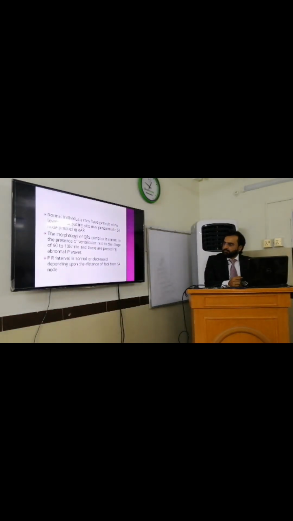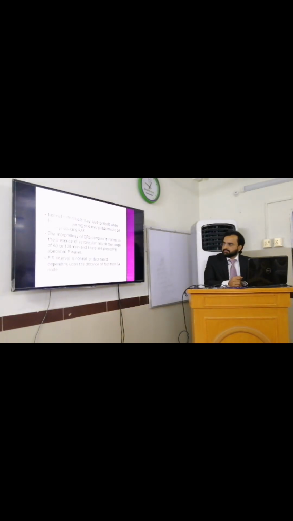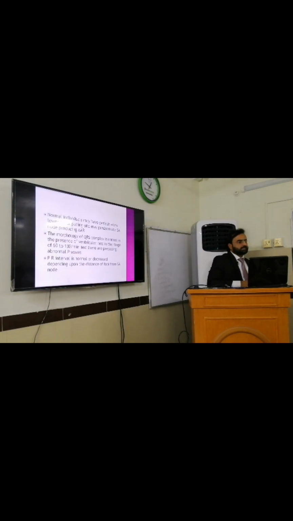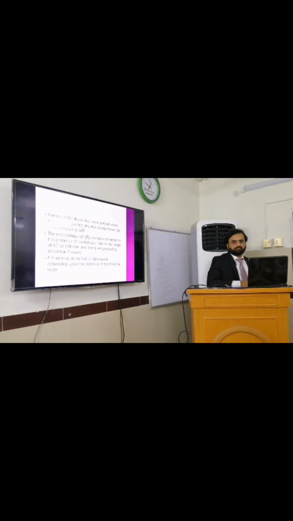The morphology of the QRS complex is normal in the presence of a ventricular rate in the range of 60 to 130 per minute, and there are preceding abnormal P waves. Keep in mind, you must determine the P wave by its morphology. As I always say, the P wave is denoted by its morphology. If there is any change in the morphology of the P wave, it means it's a P wave that is not coming from the SA node. It may come from the atria, it may come from other sites as well, but it's not coming from the SA node, because the SA node P wave is predefined. It has a normal morphology, right? So hence the morphology of the QRS complex is normal, because the ventricles are depolarized from the atrial rhythm.